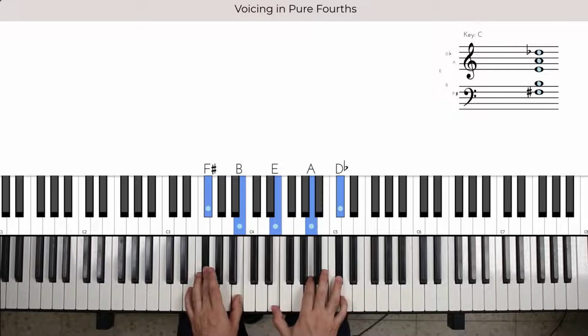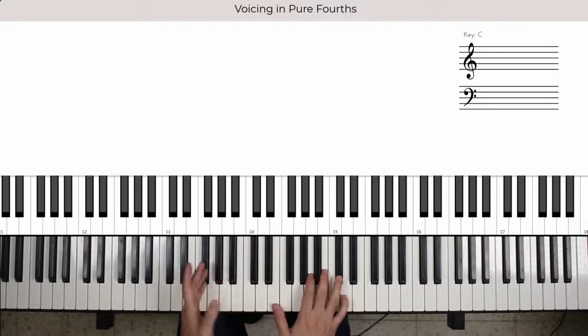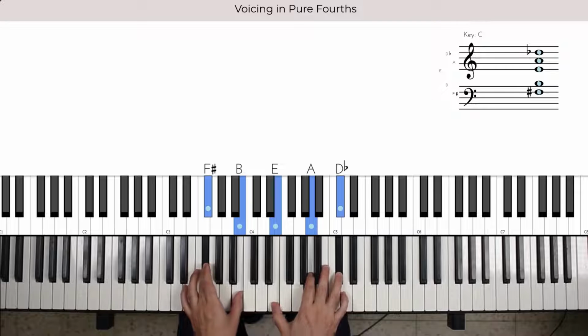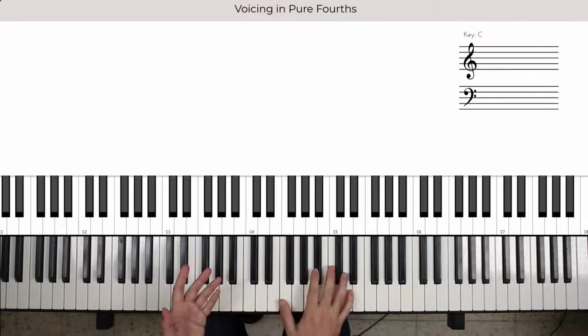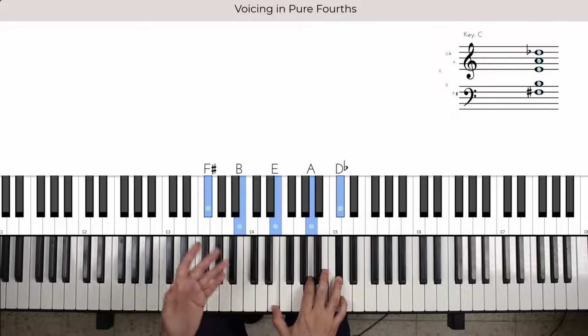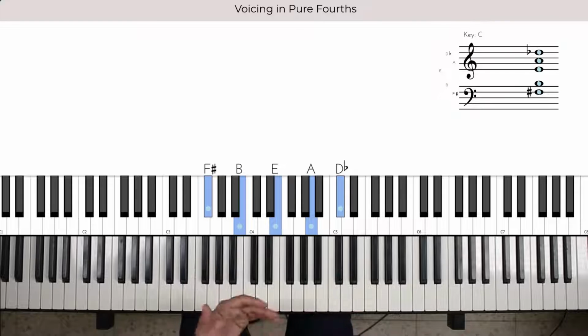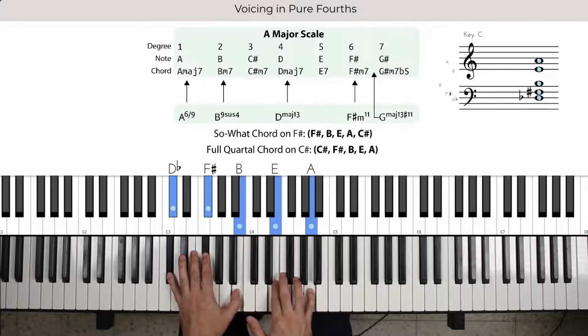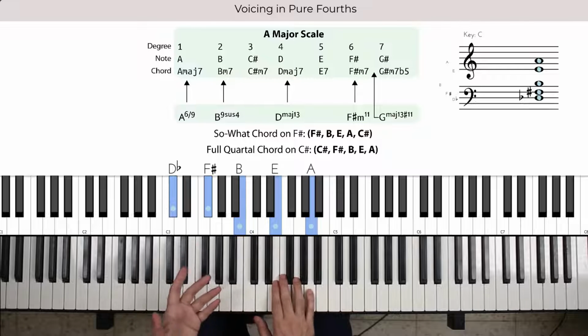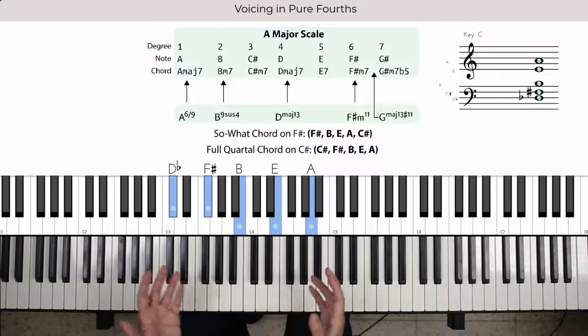Now, if you've been paying attention, you might have noticed that this is basically the so what chord on F sharp, but we're inverting it here. Since we've already analyzed the so what chord on F sharp, we can already tell the different roles this chord can play. It can play an F sharp minor 11, an A6 9 chord, a B 9 sus 4, a D major 13th chord, or a G major 13 sharp 11th chord.